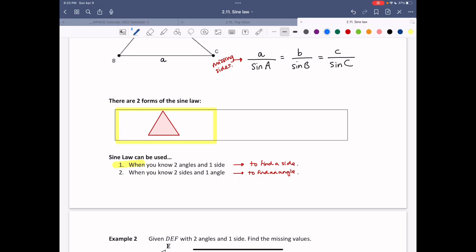Okay, when you know two angles and one side, so let's just check these off. When you have two angles and one side, let's suppose you have, which side? Well, really, it's got to be a side opposite one of the given angles. But it really doesn't matter, because if you have two angles, then you can always figure out the third one anyway. So it really doesn't matter which side.